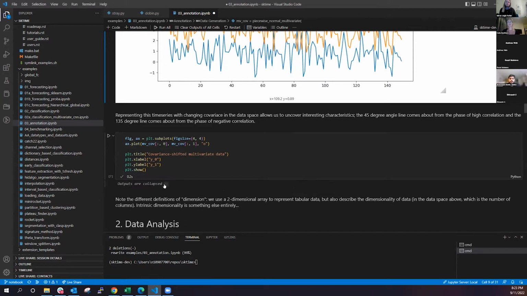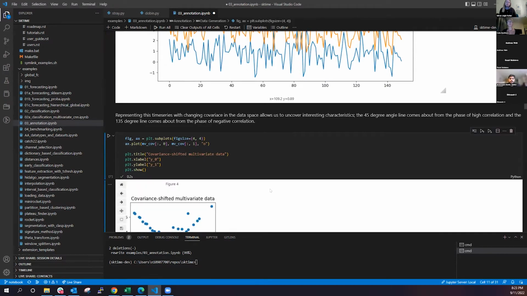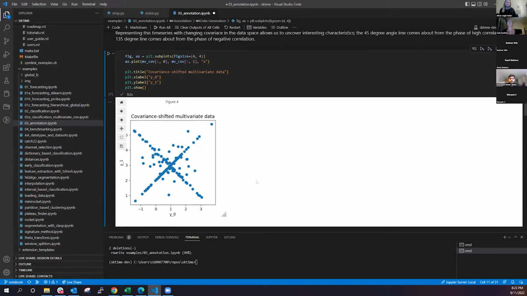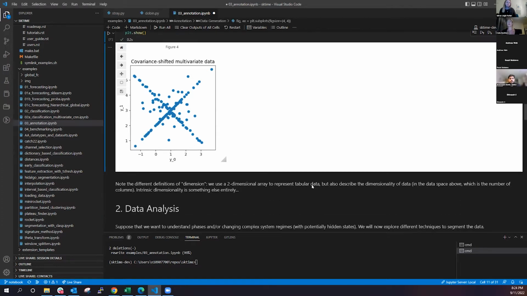Looking at this one in the data space is interesting, right? If you think of points traversing this 45-degree angle line from the positively correlated phase, and then the 135-degree angle from the very negatively correlated phase, and the independent ones are the dots otherwise. So that's something to keep in mind.